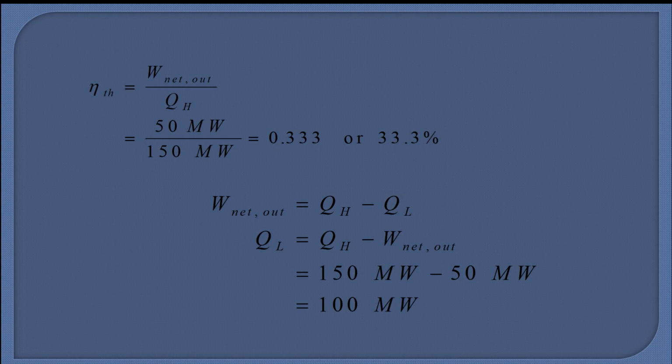How much heat is rejected to the sink can also be calculated using this expression. You know that W net out is equal to Q in minus Q out, or QH minus QL. QH is given: the heat given to the power plant is 150. So QL can easily be calculated as 100, just the difference. I hope the thermal efficiency concept is clear.